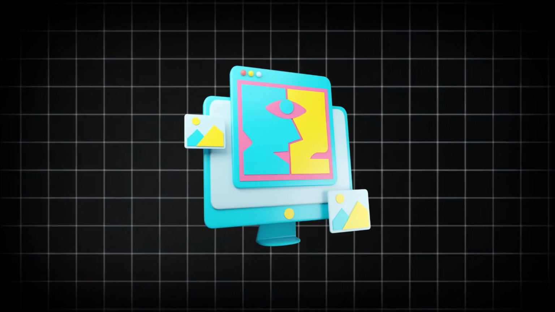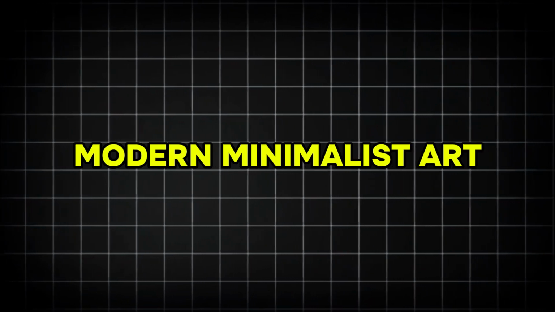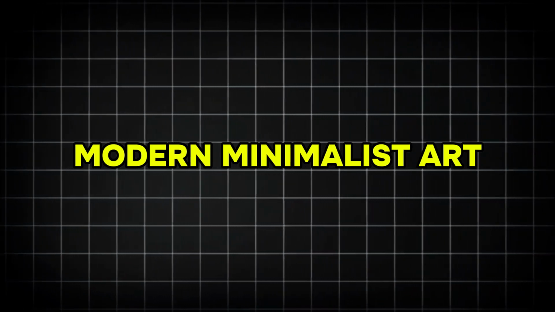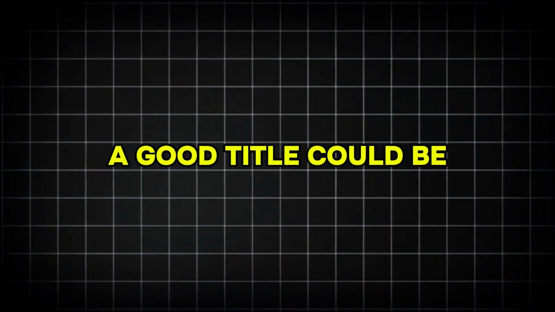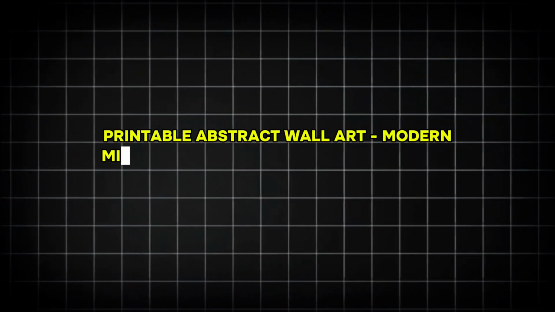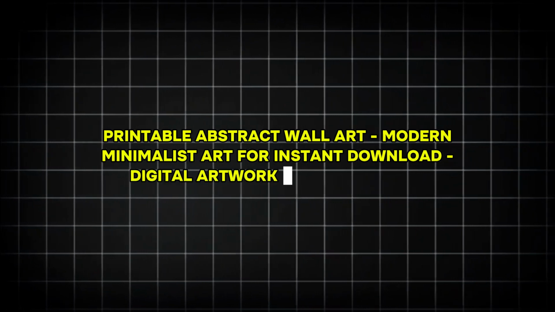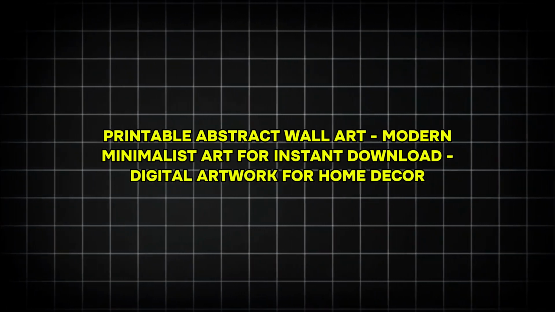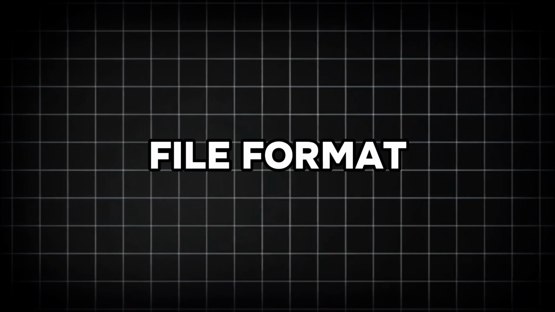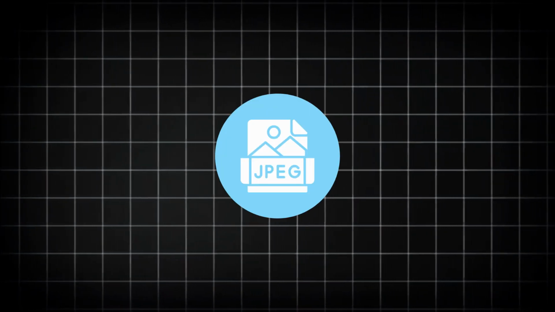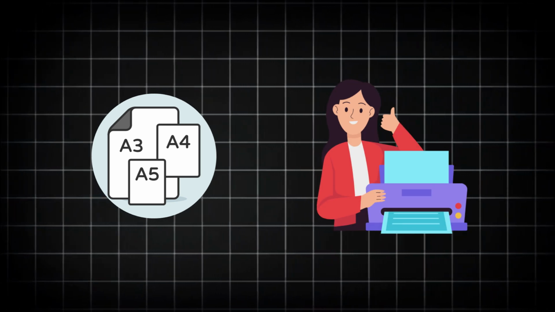If you're selling digital art, include terms like printable art, abstract wall decor, and modern minimalist art. For example, a good title could be "Printable Abstract Wall Art, Modern Minimalist Art for Instant Download, Digital Artwork for Home Decor." The description should clearly explain what buyers are getting. For digital art, mention the file format, for example, JPEG, PNG, the size options, and how they can print and use the files. A sample description might look like this.